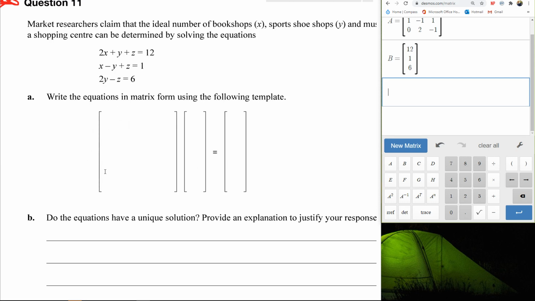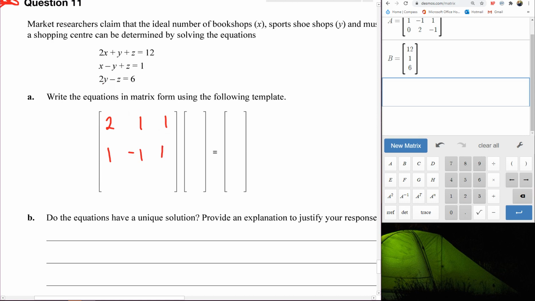Remember, the rows are the equations, the columns refer to the letters. So in the first equation, there's two x's, so 2 for the x, 1y, and 1z. Remember, in front of these letters, there is a 1. Second row, second equation, there's going to be 1x. And over here, that's a negative 1. And in front of the z, there's a 1.